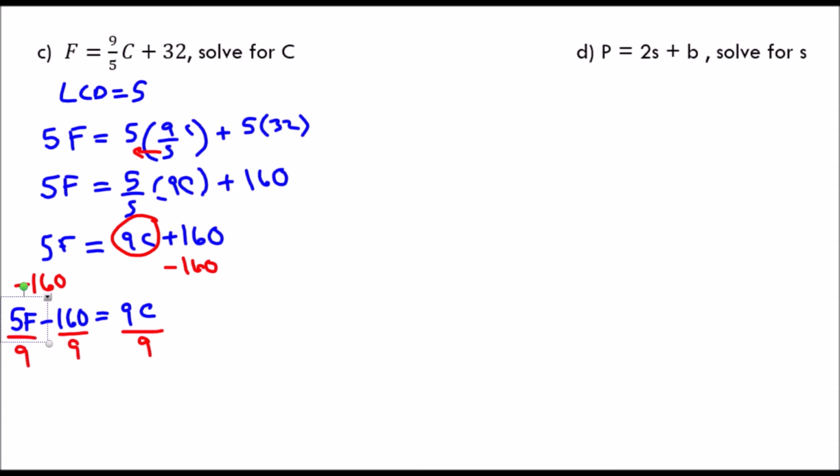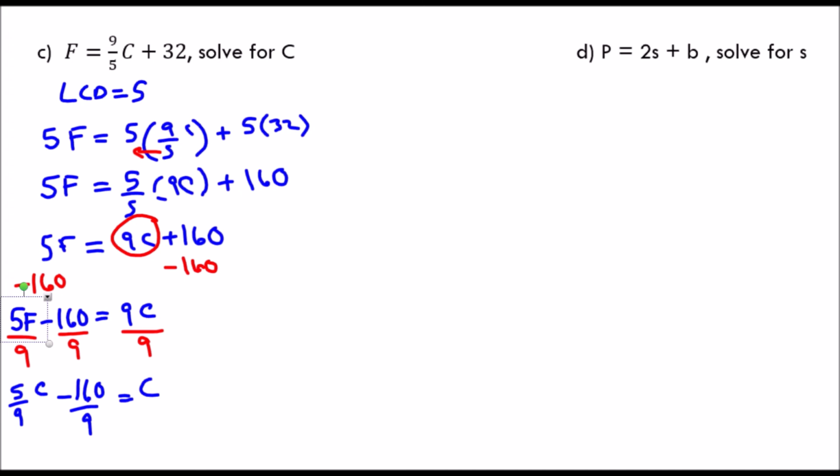What do I have? Well, can't simplify 9 over 5, or 5 over 9, sorry, so I have 5 over 9 f minus 160 divided by 9. Doesn't work out, so I still have the 160 divided by 9. And this is equal to c. So there it is. So c is equal to all of this. Okay, so that's it.